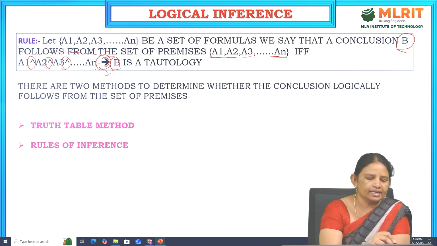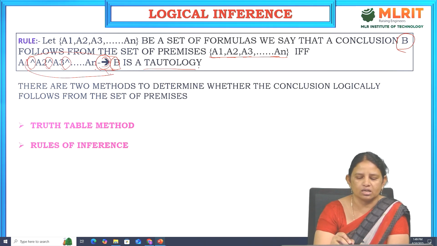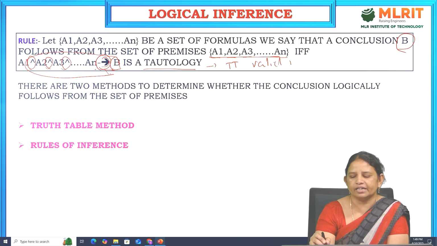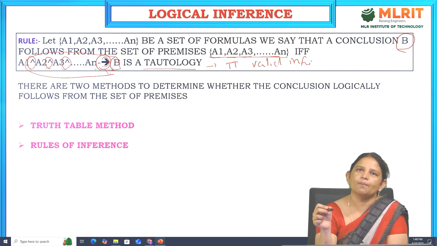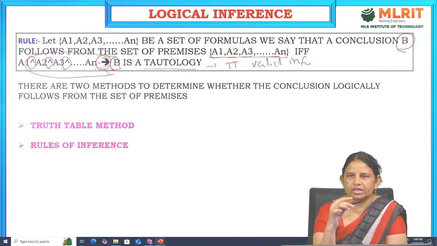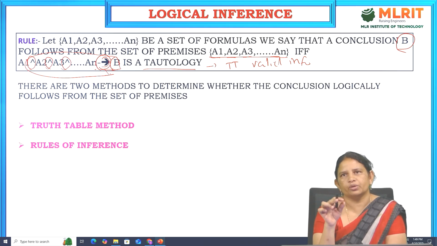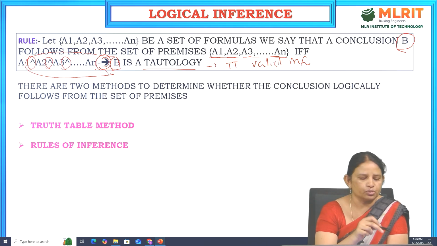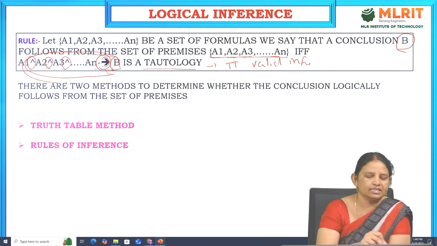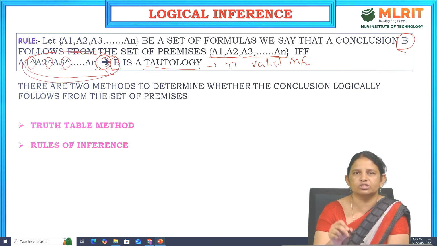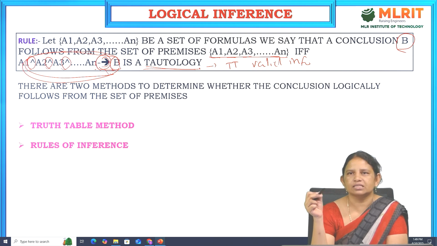If this entire statement is a tautology in the truth table method, then we can call it a valid inference. But by applying the rules of inference, if the conclusion is the final step, then it is a valid inference. Coming to the truth table method, the entire set of premises implies the conclusion B. If this is a tautology, then the statement is said to be a valid inference. Otherwise, it is an invalid inference.